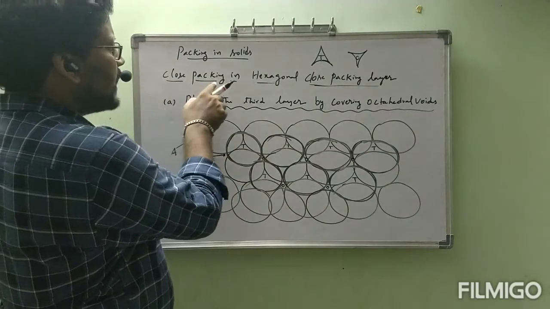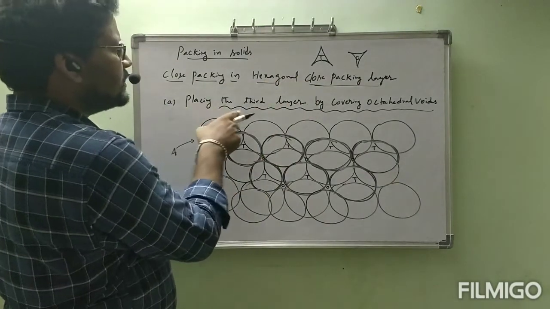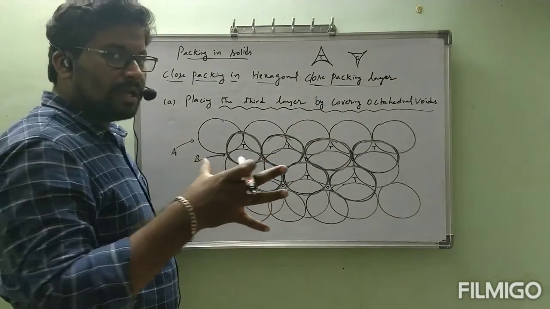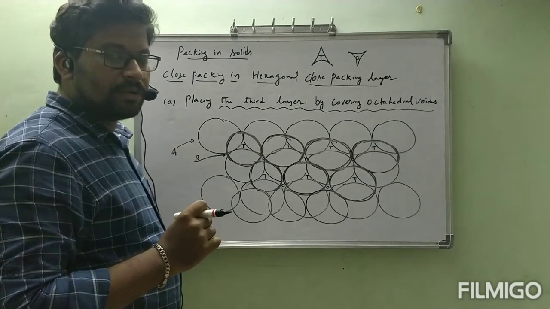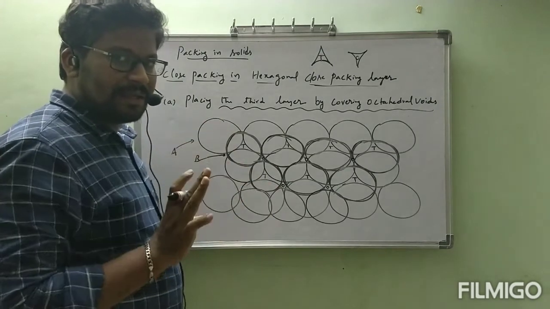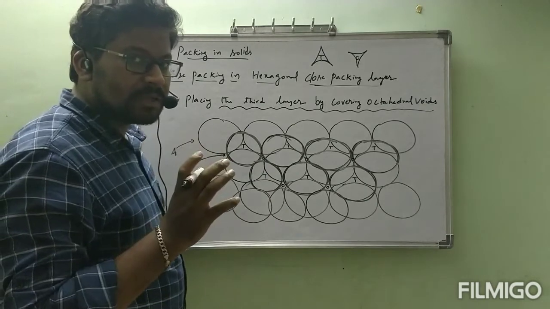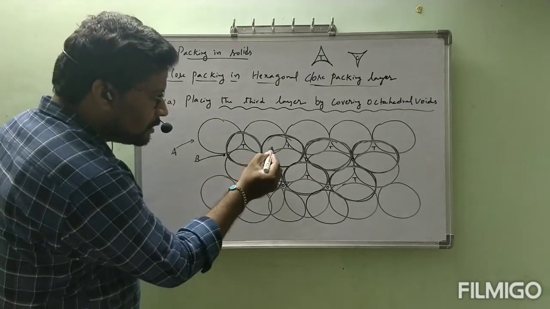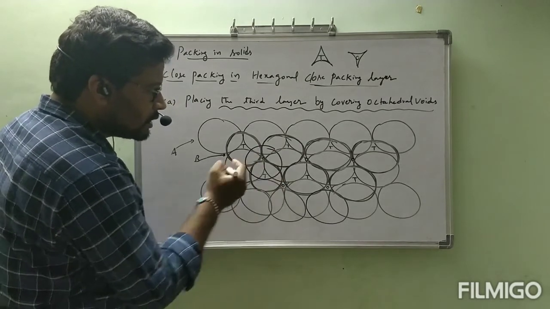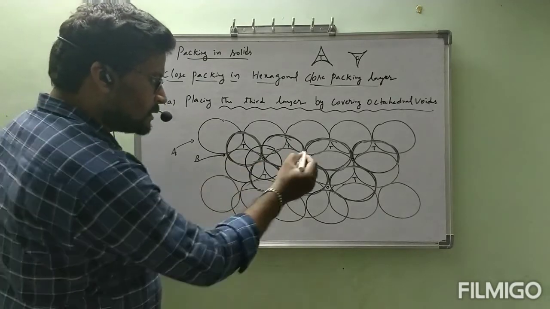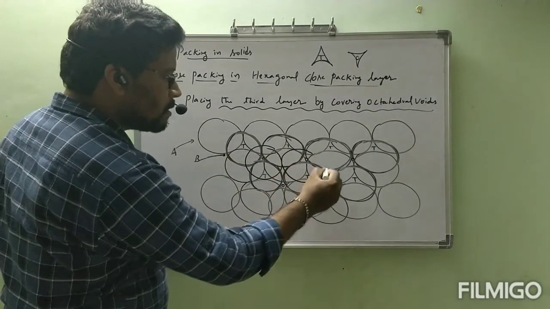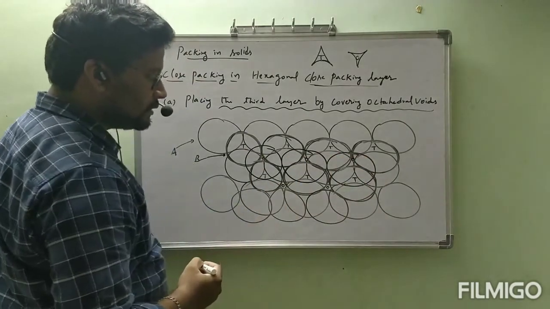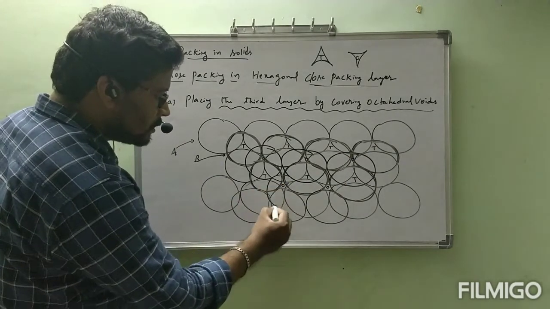See, close packing, in hexagonal close packing layer, placing the third layer by covering octahedral voids. Now we are going to keep the third layer in a way that the third layer particles are going to cover the octahedral voids, because octahedral voids are visible. Okay ma, see now. See the particle. Next, this octahedral void covered. See this octahedral void. Next, same way. This octahedral void.